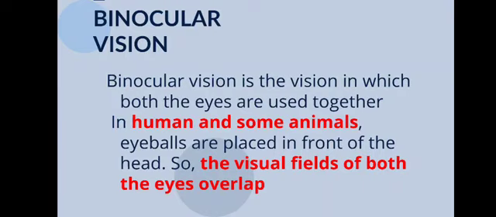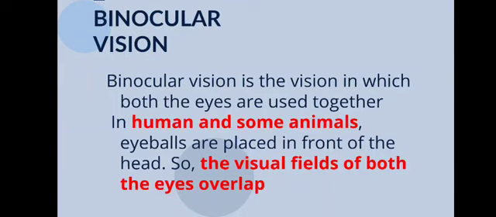We all are familiar with binoculars. Binocular vision is the vision in which both eyes are used together, mainly in humans and some animals. The eyeballs are placed in front of the head, so the visual fields of both eyes overlap.